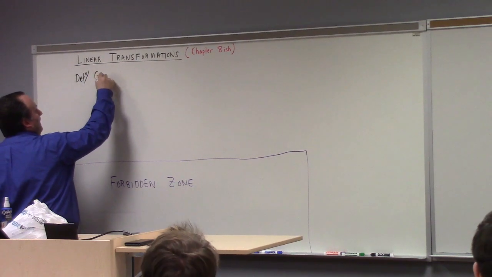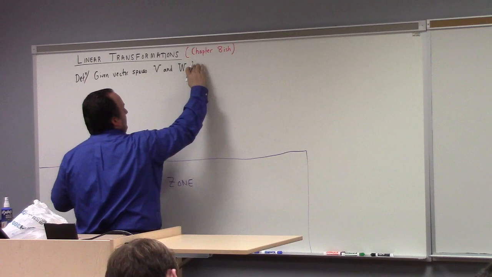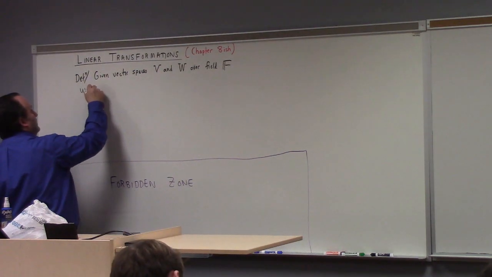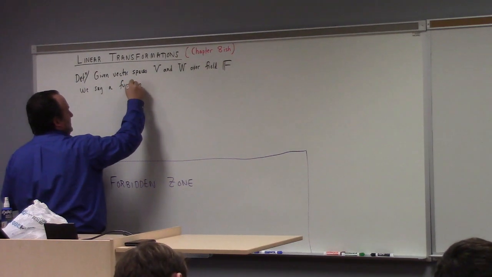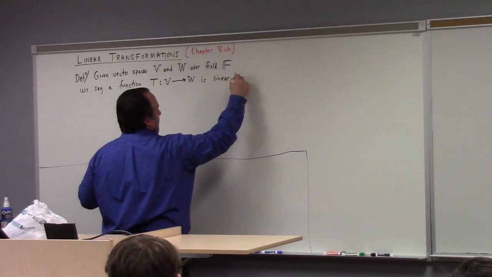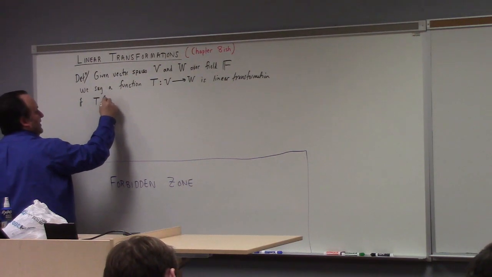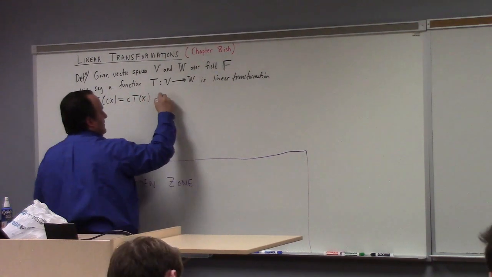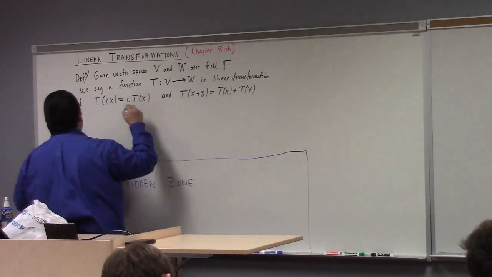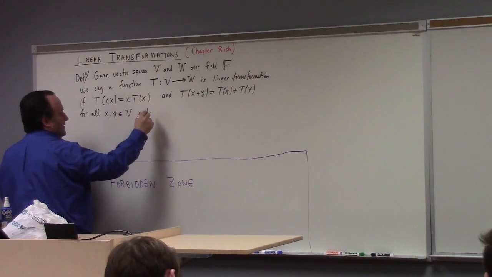And here we go. So what is a linear transformation? So given vector spaces V and W over field F, we say a function, which is usually called a map in this context, T from V to W is a linear transformation if T of Cx is equal to C times T of x and T of x plus y is equal to T of x plus T of y for all x, y in V and C in the field.